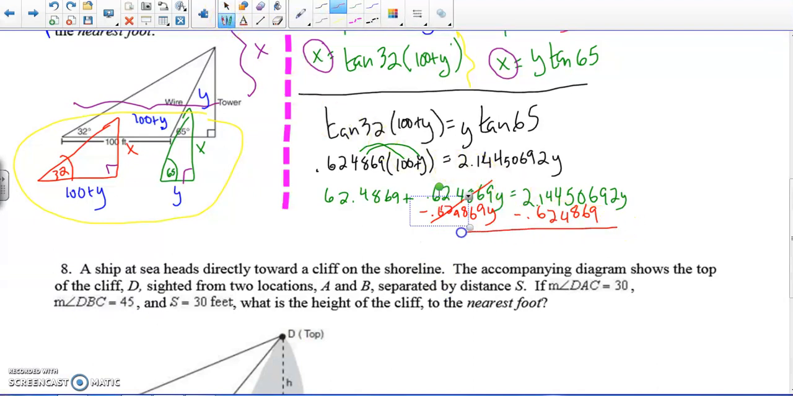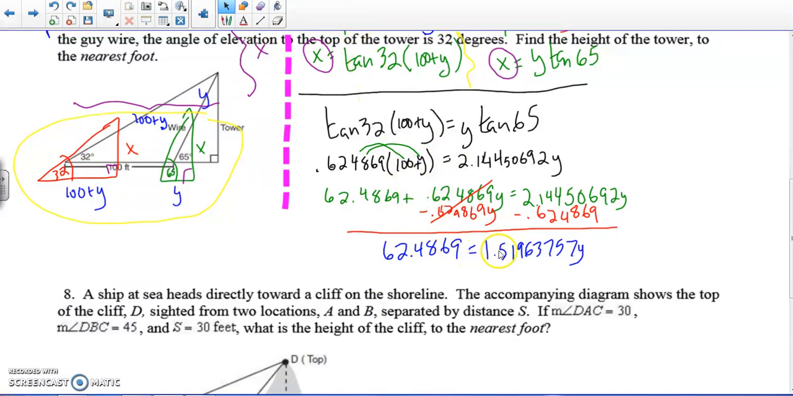So what we have left after we do our subtraction is on the left-hand side, we just have our 62.4869. And on the right-hand side, after we do this math in our calculator, we are left with 1.519637757y. Again, notice how I'm not rounding too early. All we have to do to get this y by itself is divide by this. This is just like if it was 2y, right? We'll just divide by 2. In this case, it's just 1.5 and all these decimals. But we're still just solving for y.